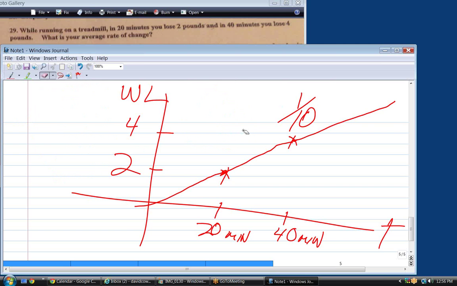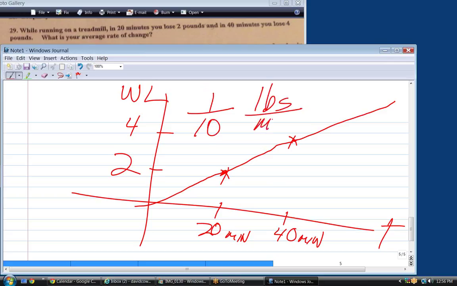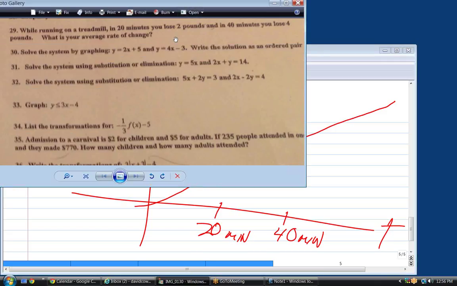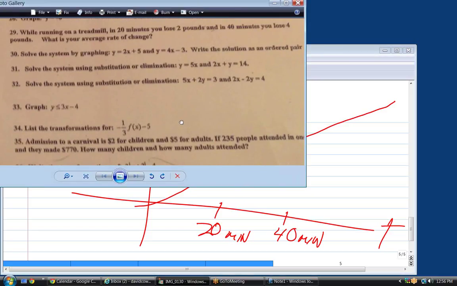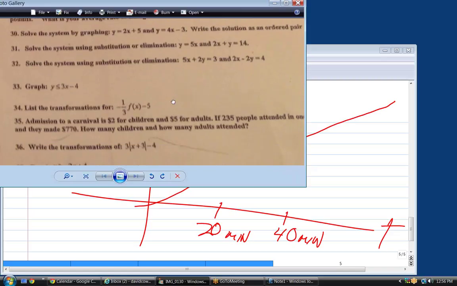So the slope is 1/10. 1/10 what? What are the units on it? Pounds per minute? Yeah, that's exactly what's happening. You're losing 1/10 of a pound per minute. Were it only that easy? I don't know of any treadmill that gets you to lose 2 pounds per 20 minutes.